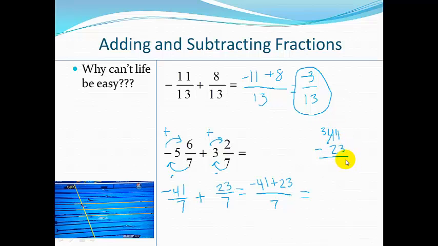Borrow, it's 11 minus 3 is 8. And 3 minus 2 is 1. So it's going to be 18 over, and remember, 41 is bigger than 23, so I'm going to keep the negative sign and put the denominator back as 7. So is this my final answer?